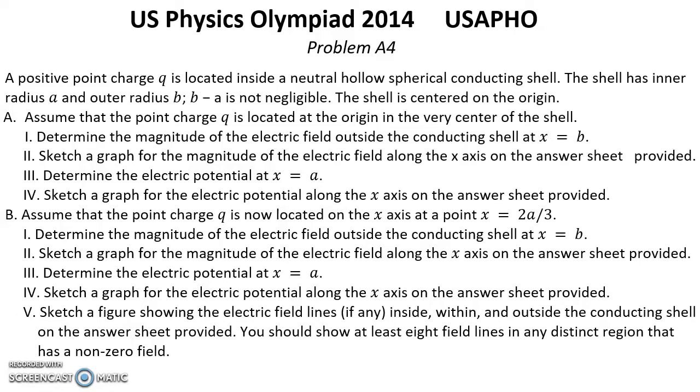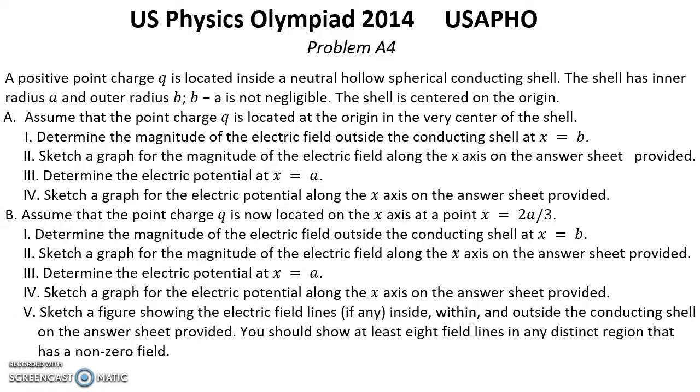US Physics Olympiad, year 2014, USAPhO, final round, Problem A4. A positive point charge Q is located inside a neutral hollow spherical conducting shell. The shell has inner radius a and outer radius b. a is not negligible. The shell is centered on the origin.